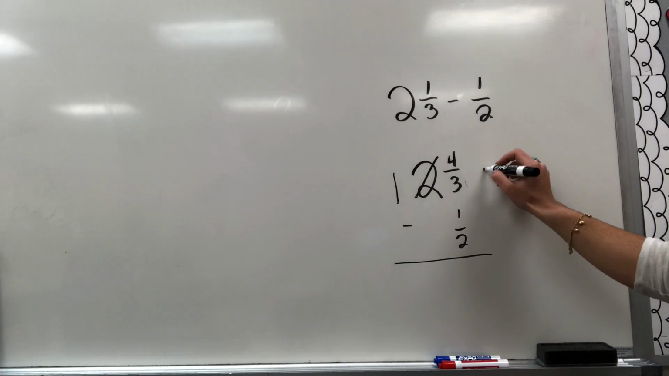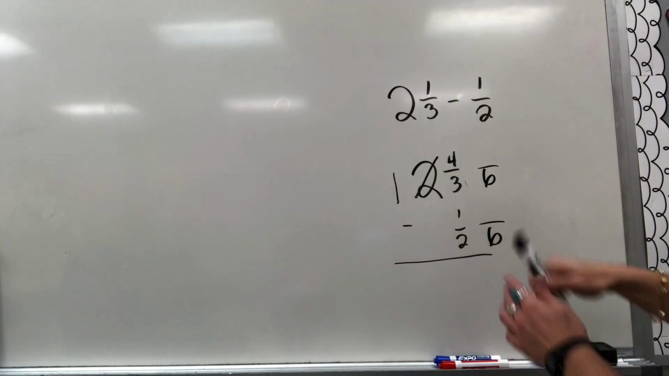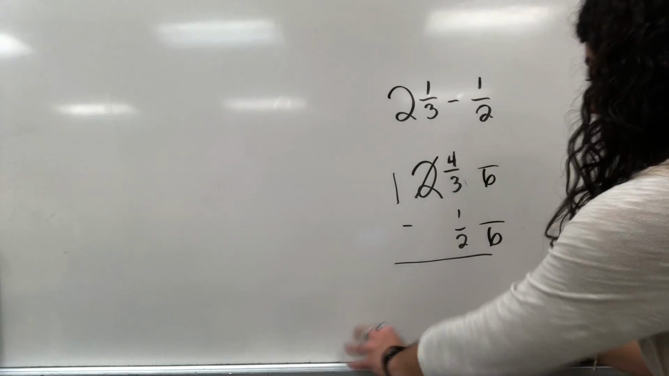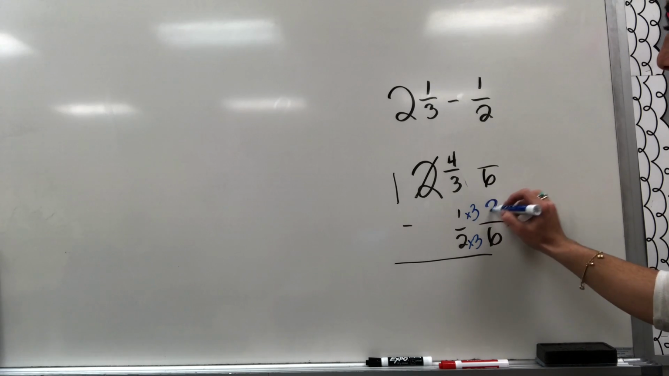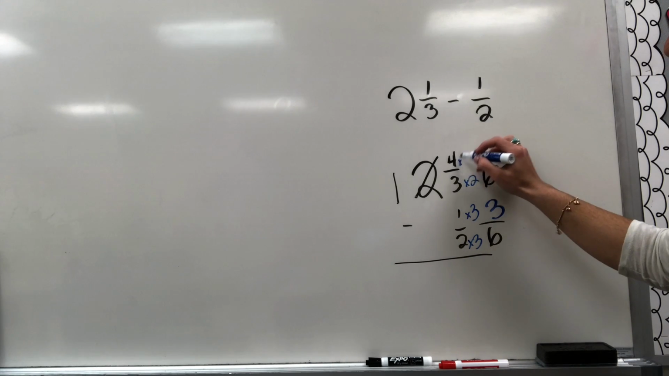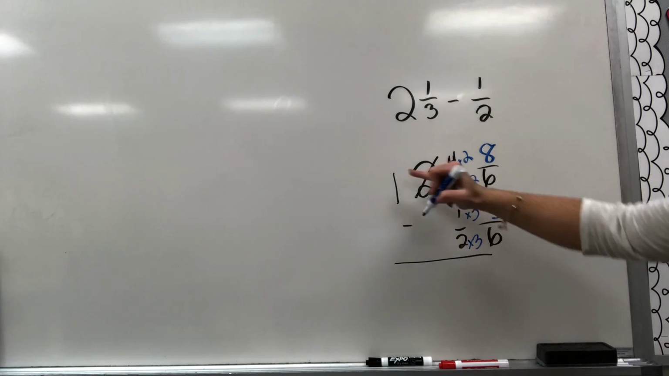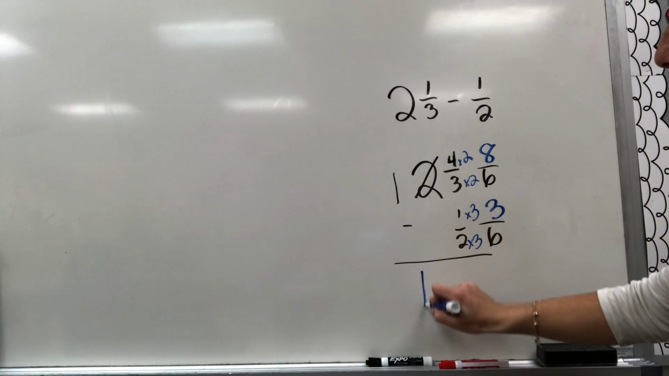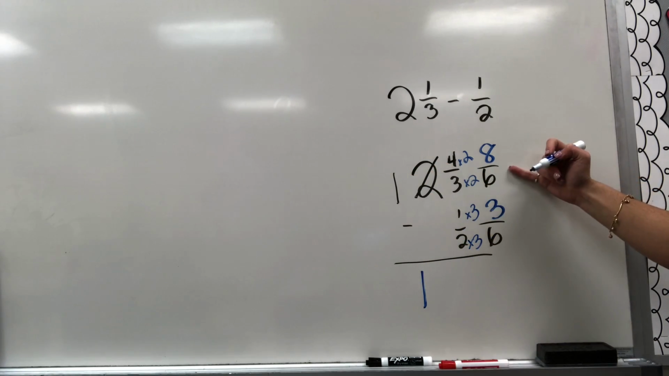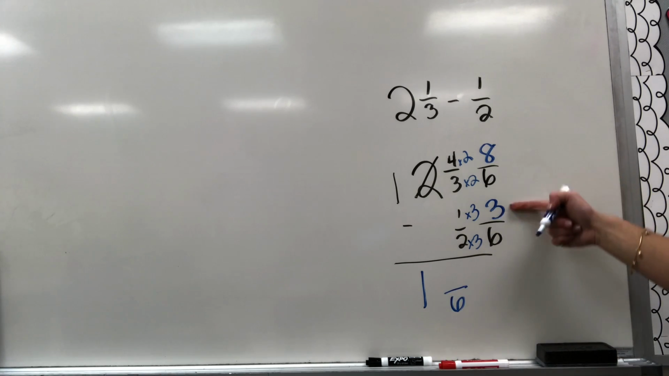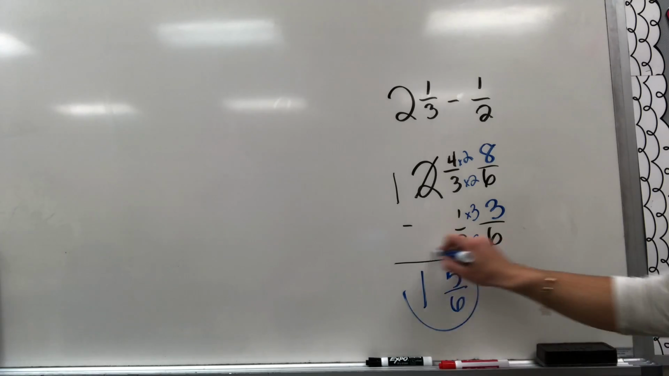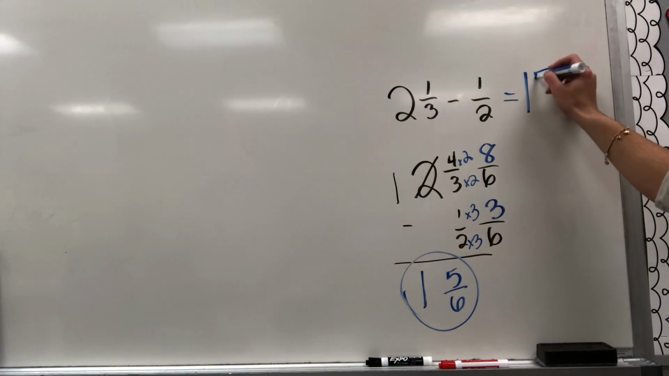So let's use 6, times 3, times 3, times 2, times 2. Okay, so I can subtract whole number by whole number. That gives me 1. Now my denominator stays the same. It is 6. And my numerator, 8 minus 3, is 5. So I get the answer of 1 5/6.